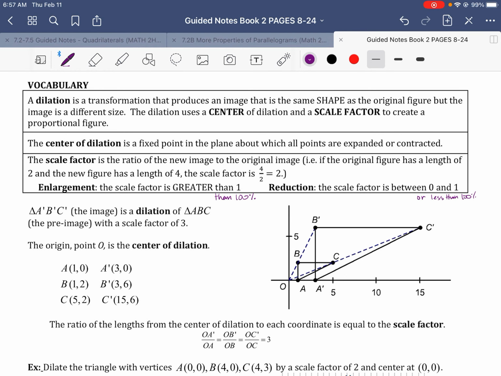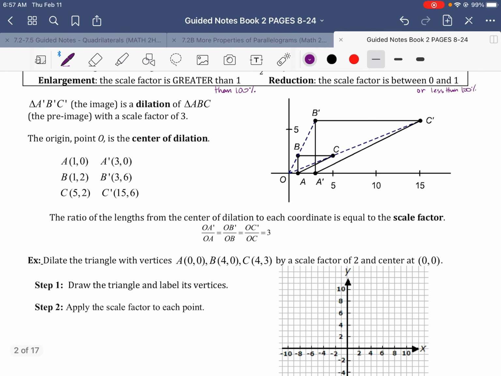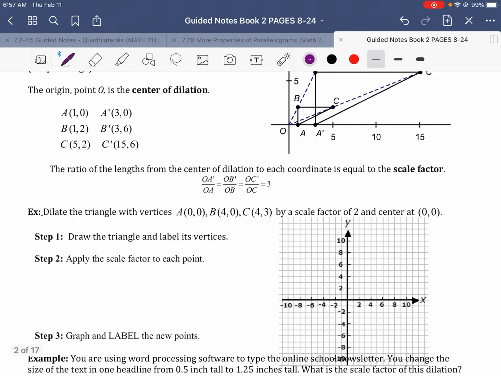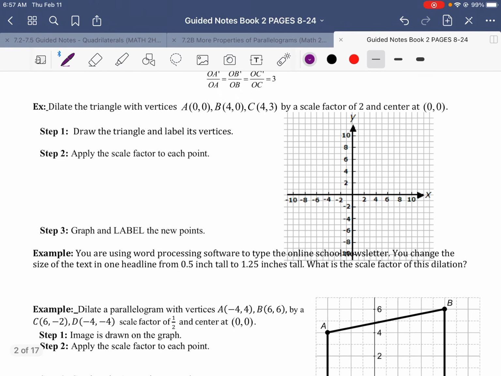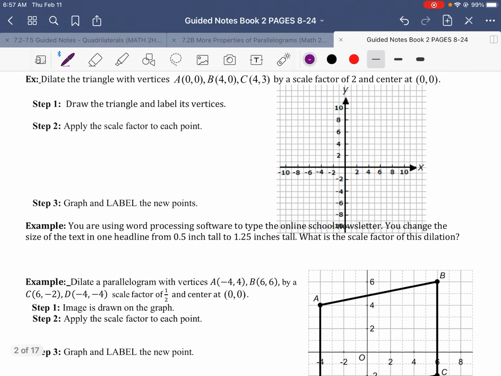Okay, there's a specific example right here we can read through. I'm going to go ahead and jump to the examples, so again you can read through that first one. This one right here, the way we dilate it on a coordinate grid, even easier, we don't even need the ruler. So we dilate a triangle with vertices A, B, C by a scale factor of 2. So this time this is a scale factor of 2, it's going to grow, and the center is going to be at 0, 0. All the ones we do this year, the center will be at 0, 0, so we don't have to worry about adjusting for that.